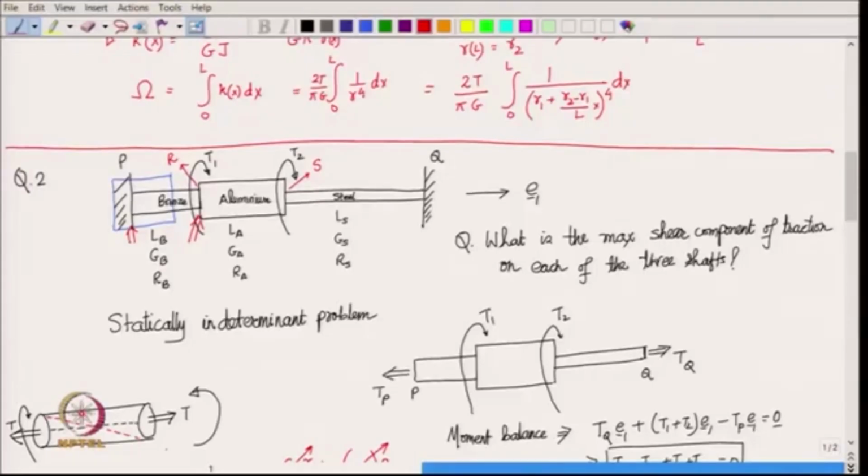But when you add all the three, then the total end to end rotation has to be 0, because you see the rotation at P and the rotation at Q, they are both 0. So, the end to end rotation for the total setup is 0. So, that is one equation which we can use now. So, you see we are using the deformation of the shaft to find out the unknown.